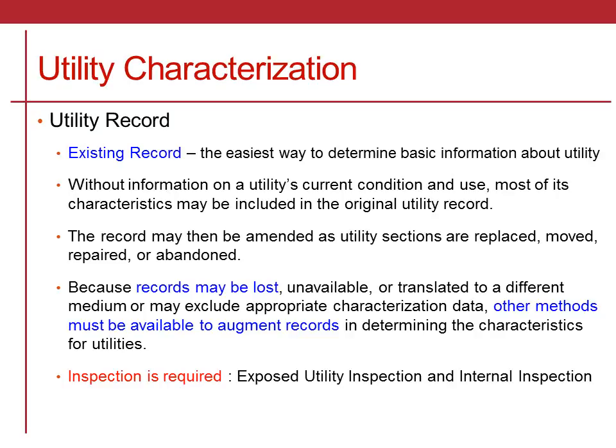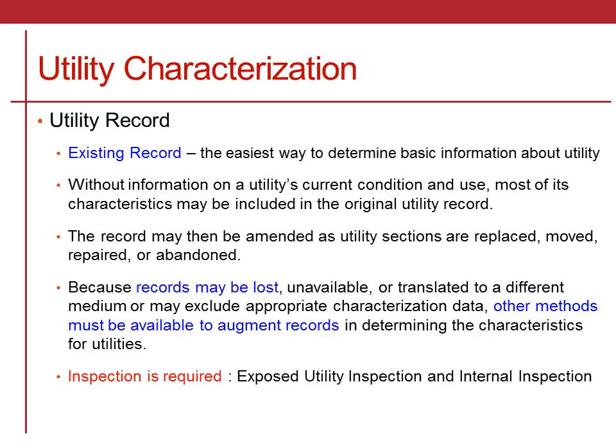To characterize a utility using existing utility records is the easiest way to determine basic information about the utility. If there is no proper information about the current condition of a utility, most of the information about the utility is in the original utility record. In the utility record, the best situation is that there is no replacement, no movement, or no repair. But unfortunately, our utility should be managed because it ages as time goes.